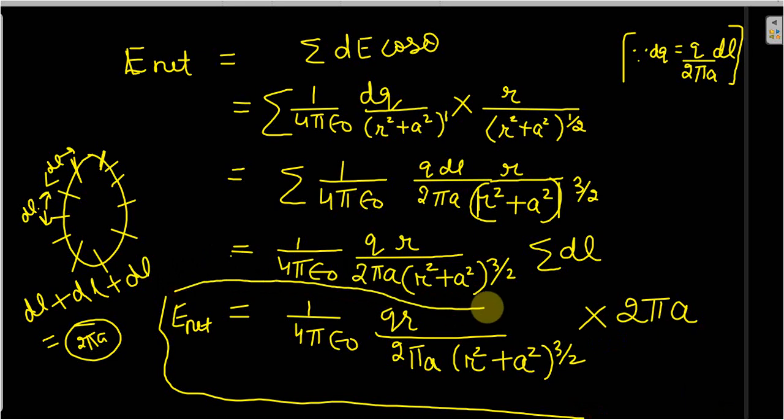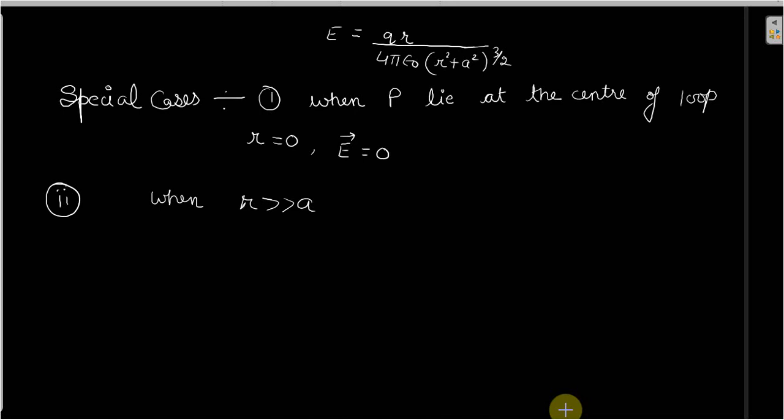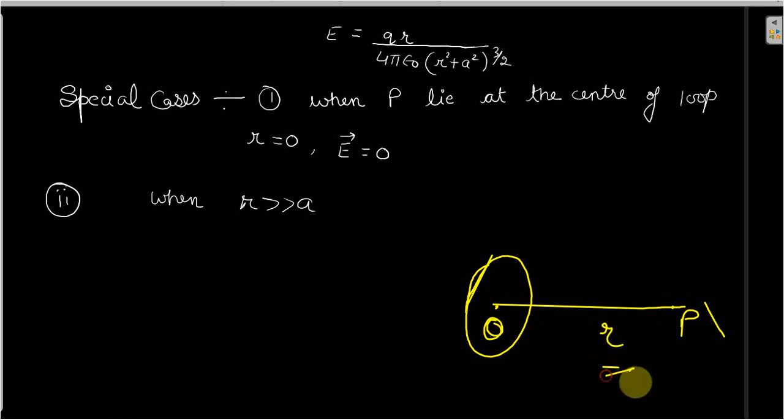Now we will discuss some special cases. The first special case is when P lies at the center of the loop. We have one loop, one ring. If this P point where we want to find the electric field is at the center of the loop, then this distance r will be 0. So in that case r is equal to 0. Now substitute r equal to 0 in the star equation, you will get E is equal to 0.